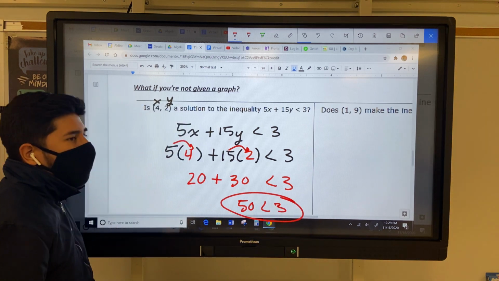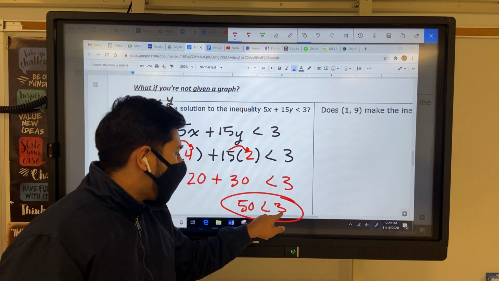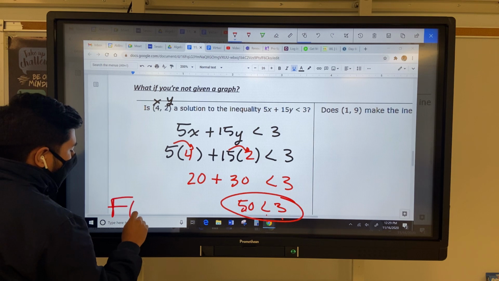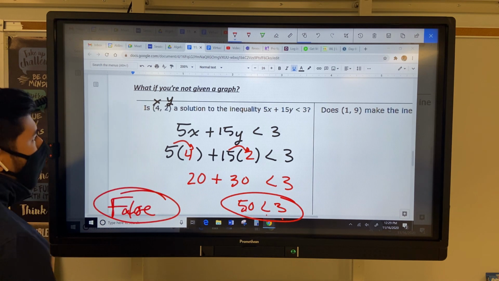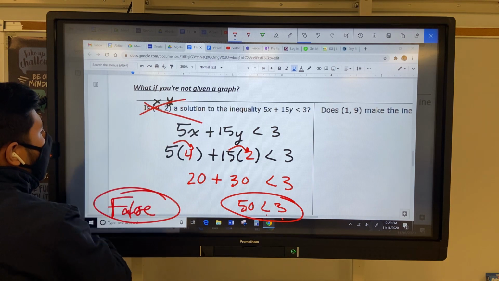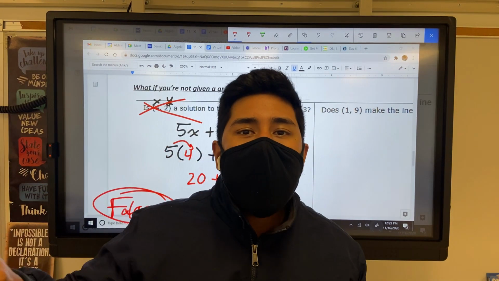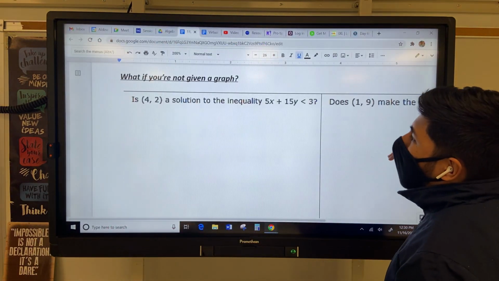Now tell me, is that true or false? Is 50 less than 3? Hopefully you know that 50 is greater than 3. So the statement is false. So this is not a solution. Sir, I have no idea what you just said. That's okay. That is A-okay.